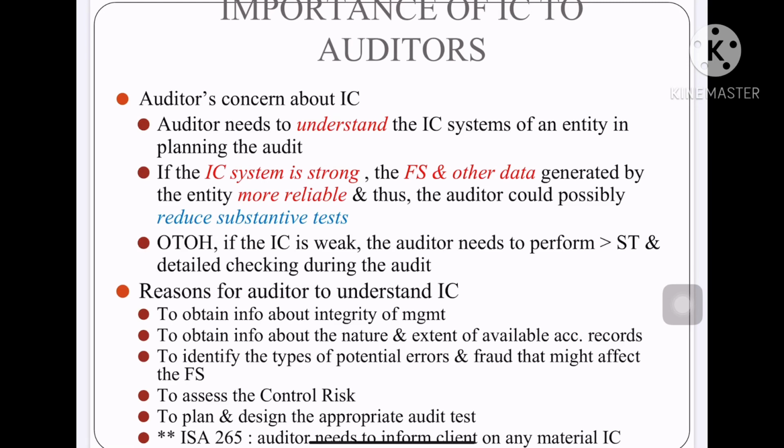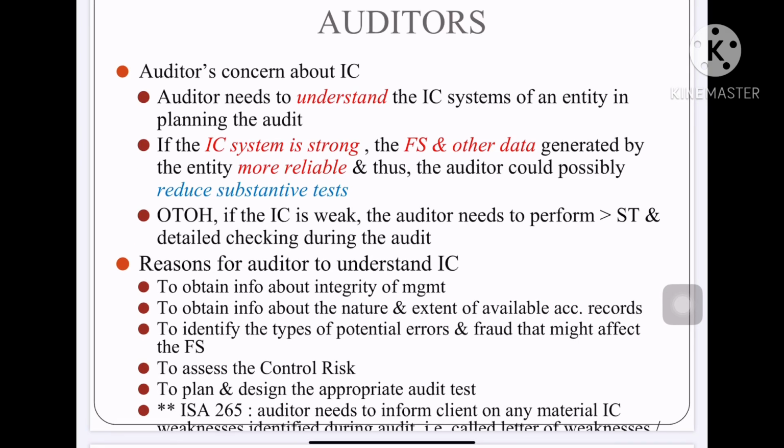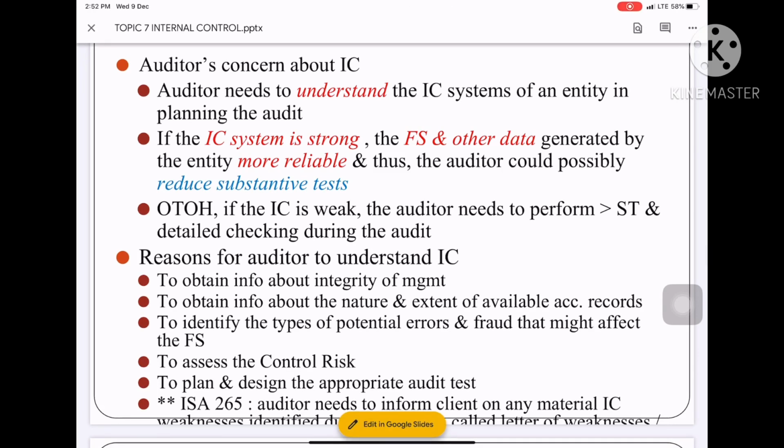Since the system is good, they follow the procedures and everything, so we think that we can rely on the system. Thus the auditor could possibly reduce substantive tests. If the system is good, we can reduce our tests. Why? Because they follow the system, so we can reduce our substantive tests and it can give the same conclusion. Even if the internal control is weak, the auditor needs to perform substantive tests and detailed checking during the audit. If the system is not good, we cannot rely on the system, so we have to do thorough checking.